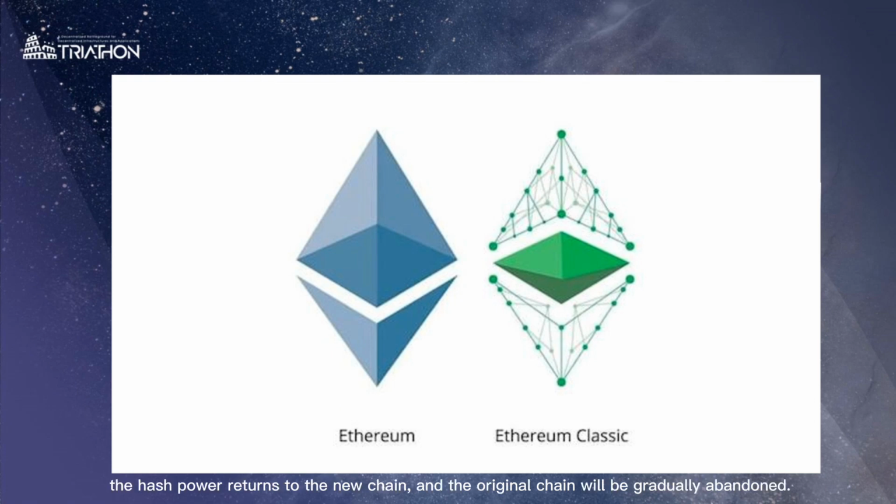Normally, after a fork for the upgrade, as the original client is upgraded, the hash power returns to the new chain, and the original chain will be gradually abandoned. As for a fork for the attack, if the hash power of the whole network can be switched to the correct fork chain in time, then the malicious block will not be confirmed and eventually cannot keep pace with the longest chain and will be abandoned. But there are some forks that eventually retain more than one blockchain.